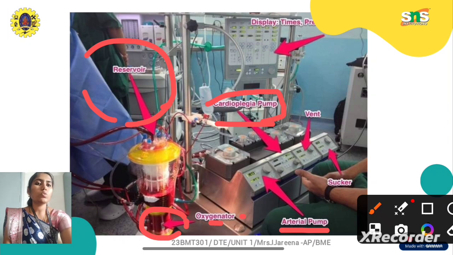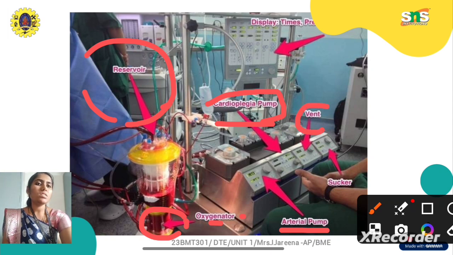This is the solution that is going to stop the heart in order to perform the cardiac surgery, because when the heart is alive and working, we can't perform any surgery, right? So because of that, we are using the cardioplegia pump. This pump has one solution, a potassium-rich solution, which we call cardioplegic. This solution will be sent to the heart in order to make the heart stop.